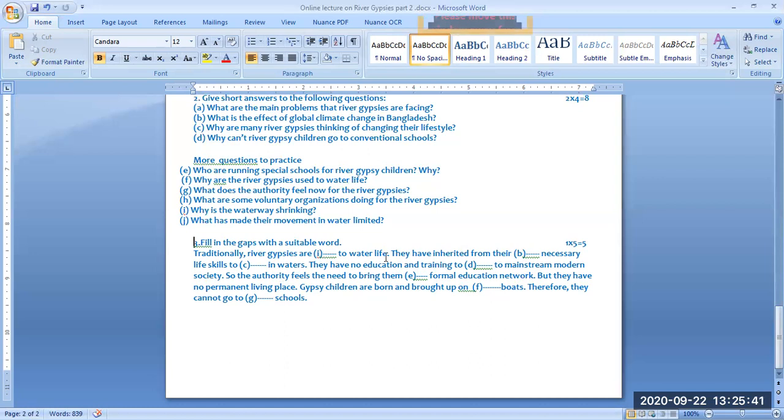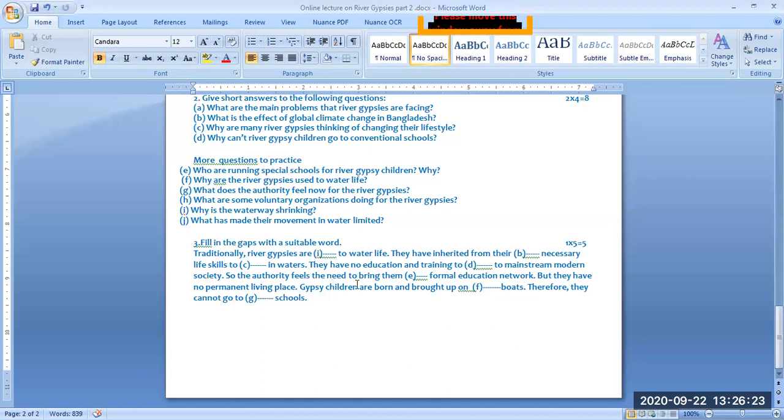Okay. Traditionally, river gypsies are dash to water life. The correct answer may be used to water life. They have inherited from their dash necessary life skill. From there, you can use here ancestor or forefathers. Forefathers or ancestors should be the correct answer here. To dash in water, to survive in water. Survive is the correct option because you know after to we use a main verb here. They have no education and training to dash to mainstream modern society. To adapt to, A-D-A-P-T, adapt means to cope up, to adapt to mainstream modern society.